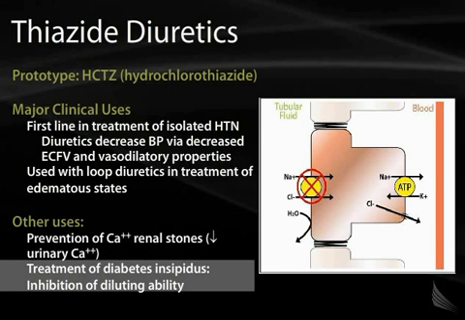Finally, they can be used in the treatment of diabetes insipidus because of the inhibition of the diluting capacity of the DCT, similarly in the way that can lead to hyponatremia. Once again, for the purposes of the STEP exam, the important features to remember are that they're the first-line treatment in the setting of isolated hypertension, and also they are the only diuretic that leads to increased serum calcium levels.